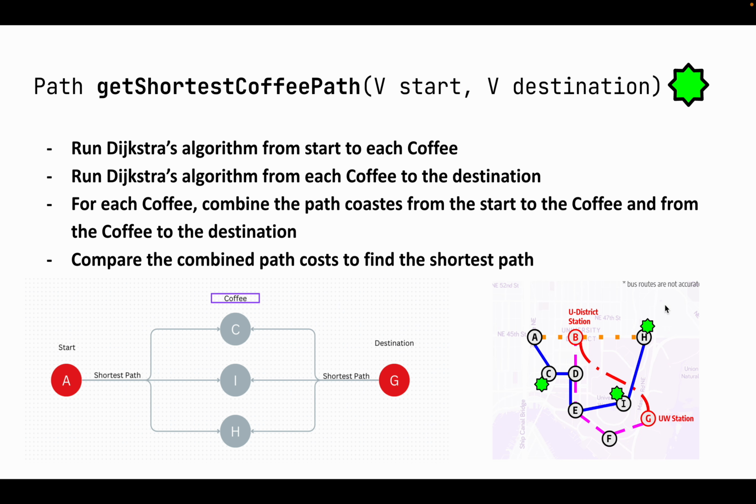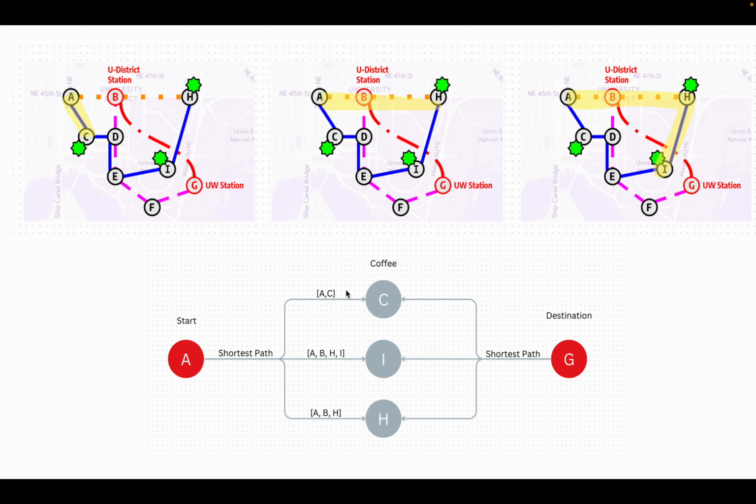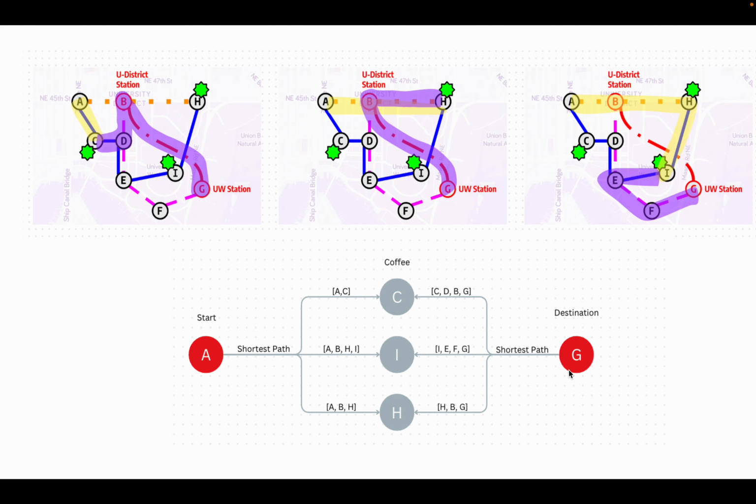And here's the example of going from start A to destination G, and we need to go through at least 1 of the coffee stores. So first we find the shortest path from A to each of C and H, the coffee stores. We can basically do this by running Dijkstra's algorithm, because Dijkstra's algorithm can find the shortest path between two points. Then we do the same thing for G, finding the shortest path from G to each of the coffee stores, which is marked as the purple line on this graph.